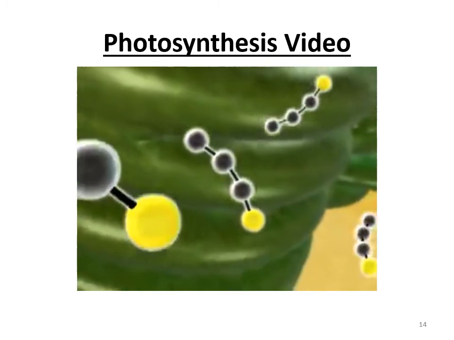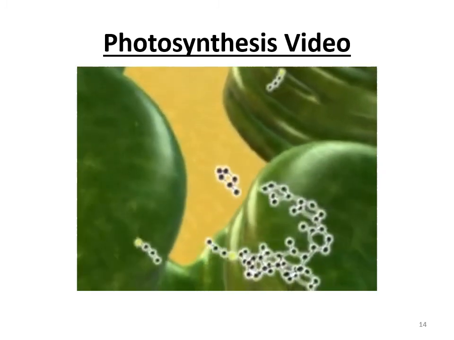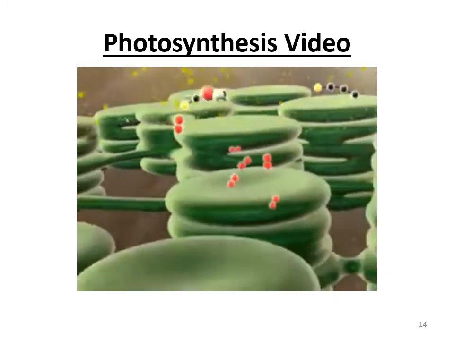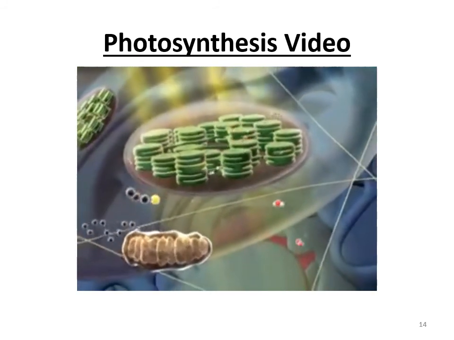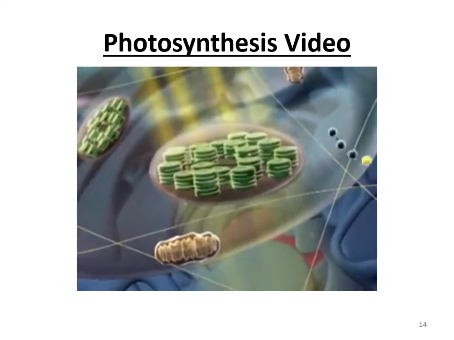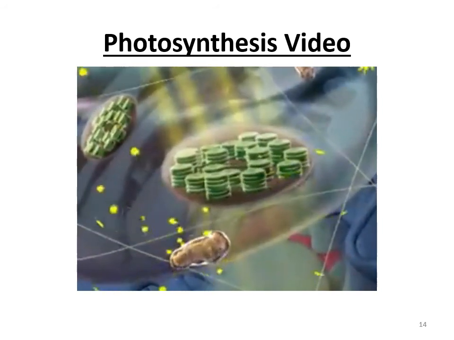Some G3Ps are used to build glucose, which can combine into starch or cellulose. Still other G3Ps form sucrose. And some of the sugar is broken down by cellular respiration using oxygen in the plant's own mitochondria, generating ATPs that can power other work of the plant.